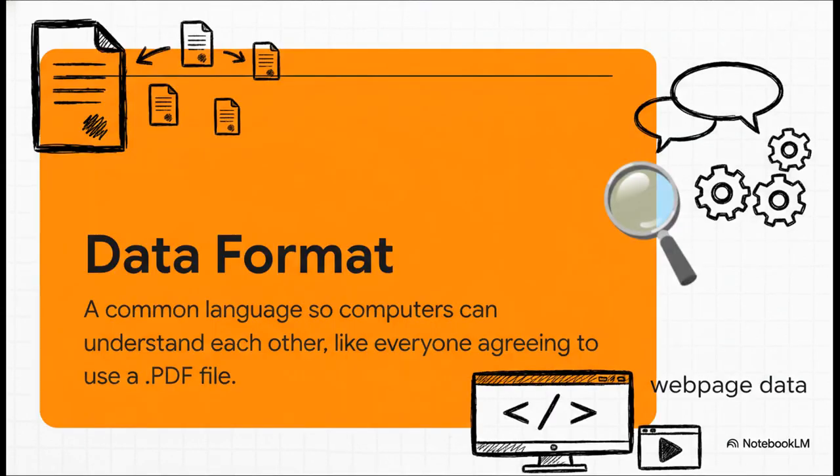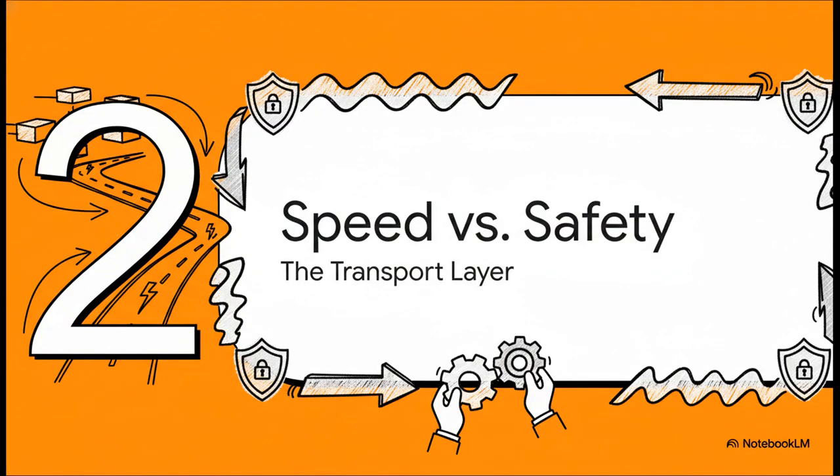So that presentation layer, it's all about speaking a common language. Imagine if I sent you a document in some weird custom file format that only I have the software for. It would be totally useless to you. Well, for the web, that common language is stuff like HTML. This layer makes sure that when YouTube sends the web page data back, your browser knows exactly how to read it. No confusion.